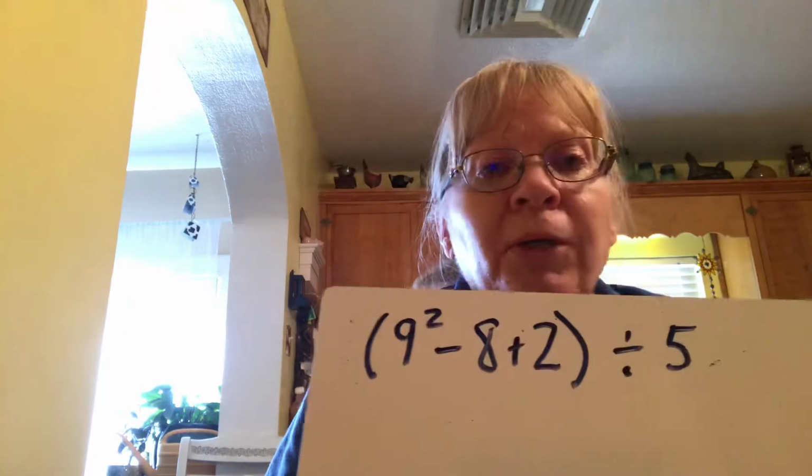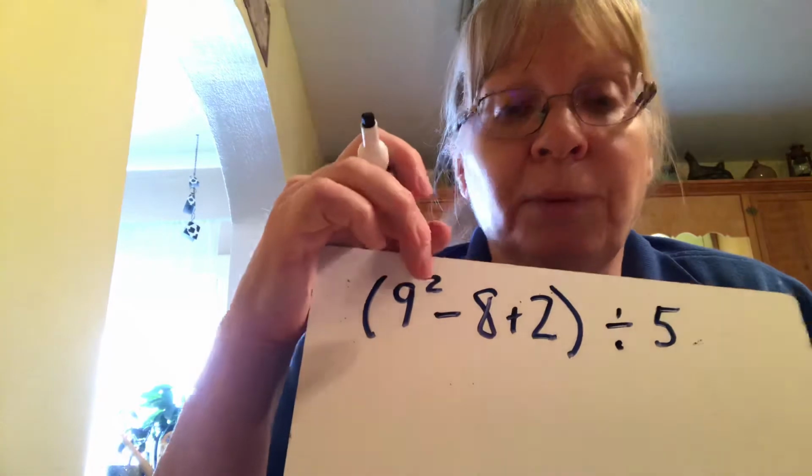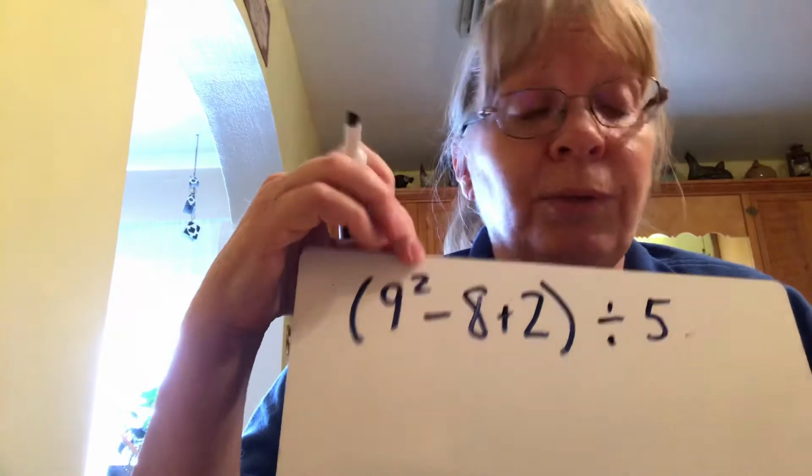Here, I'm just going to pick another problem on the page. In parentheses, I have 9 squared, or 9 to the second power, minus 8 plus 2, parentheses, divided by 5. So, order of operations. Do what's in the parentheses first. The next order is exponents. So 9 to the second power is 9 times 9, which is 81. So I am going to change that to 81 minus 8 plus 2.